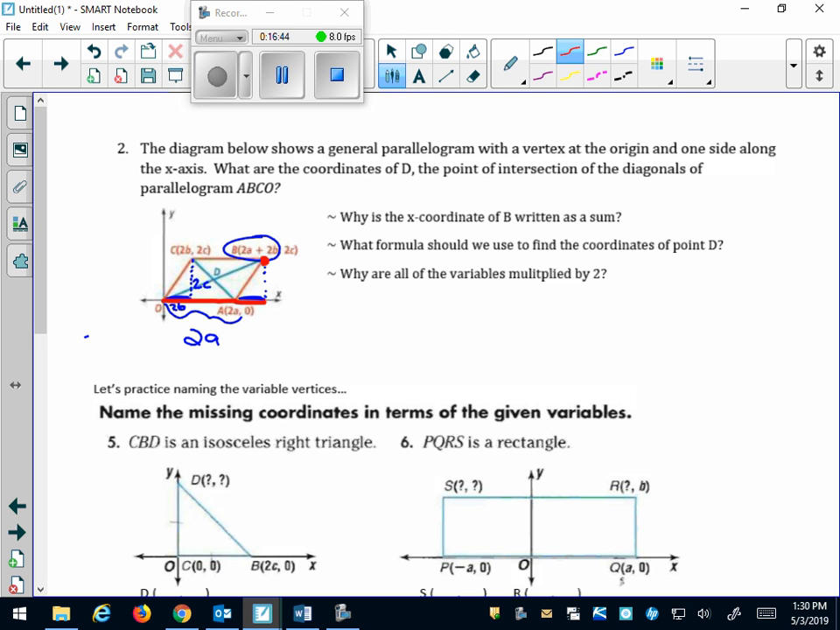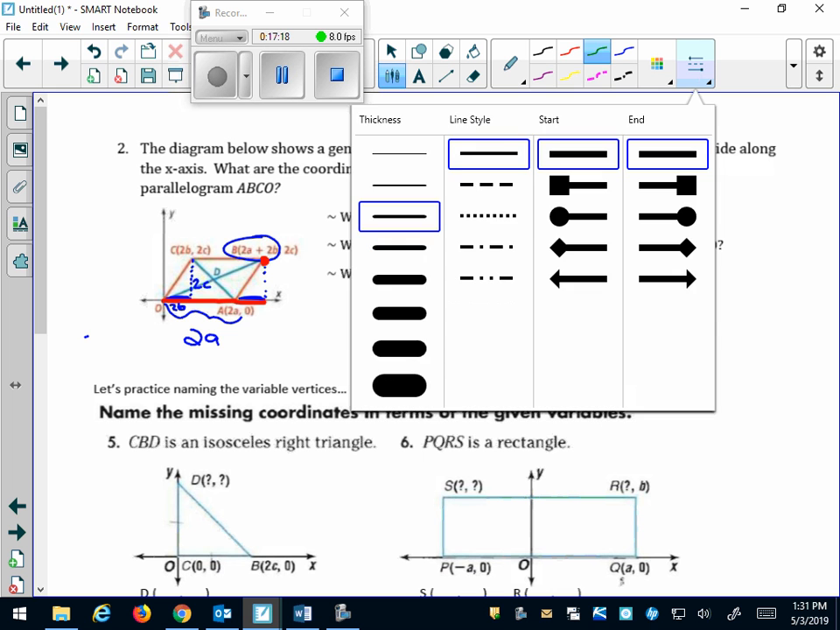It's because in this particular example, they want to find the coordinates of point D. If this is a parallelogram, what formula could we use to figure out the coordinates of point D? Midpoint. D is the midpoint of the two diagonals, right? So to get the coordinates of point D, we would use the midpoint formula. Well, the midpoint formula looks like this.